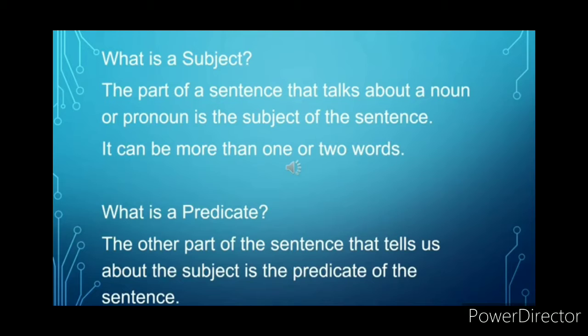What is a subject? The part of a sentence that talks about a noun or pronoun is the subject of the sentence. It can be more than one or two words. What is a predicate? The other part of the sentence that tells us about the subject is the predicate of the sentence.